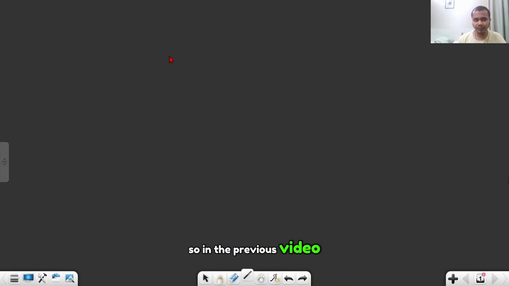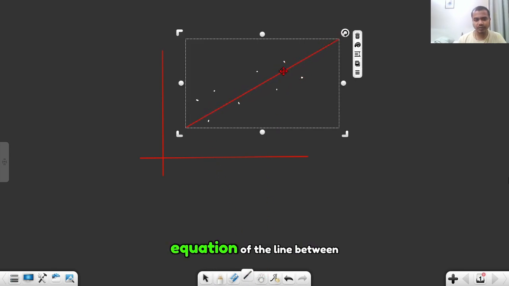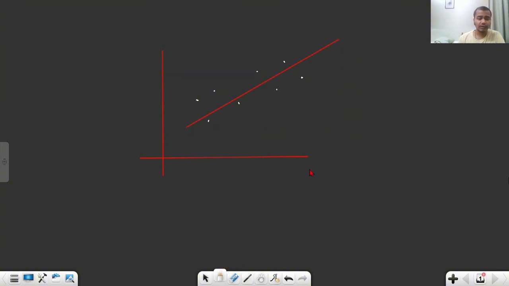So in the previous video we watched that if we have data plotted on a graph, x and y, then we can find the equation of the line between them, which minimizes the error between the actual and the predicted points, which comes out as the equation of a line y equal to mx plus c. And here we had to find this slope term m and this intercept term c.